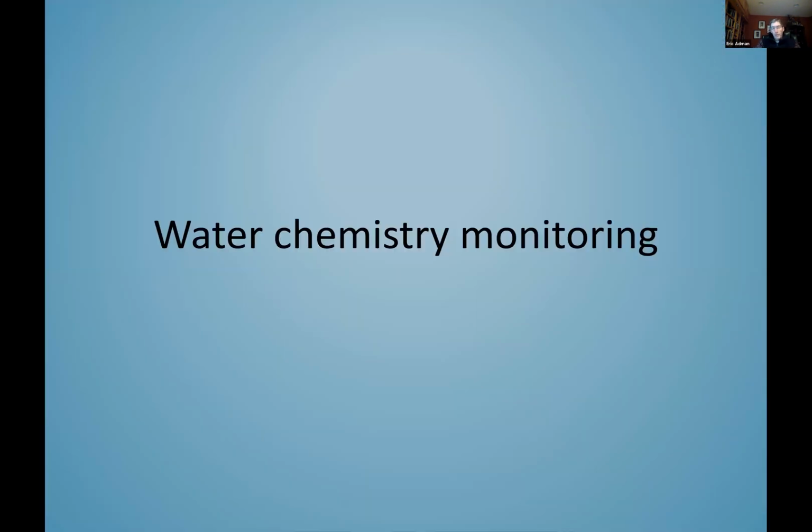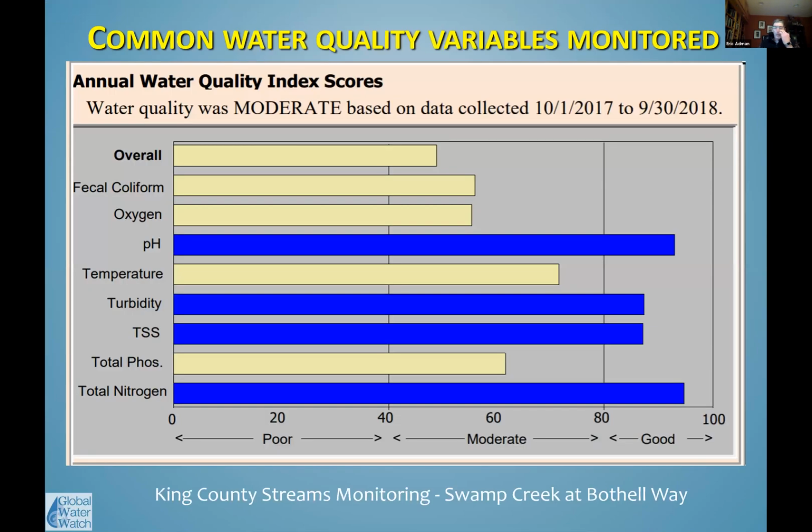Okay, we're going to jump right into water chemistry monitoring. These are some of the variables that are commonly monitored. This is something called the Water Quality Index. It was produced by the Department of Ecology to give an overall index for water quality in a given water body. We don't measure all these variables in our Global Water Watch technique, but we measure several of them. We'll talk about them individually as to why they're important, but these are all variables that are important for water quality.